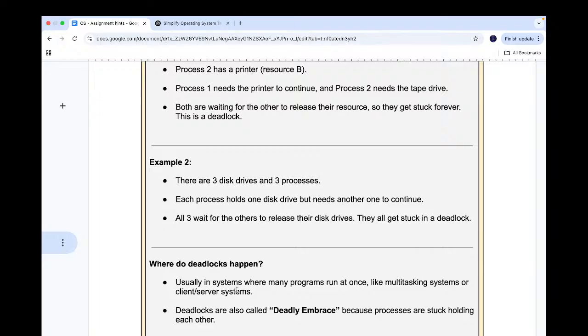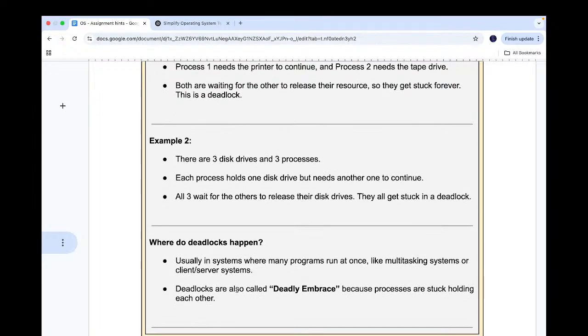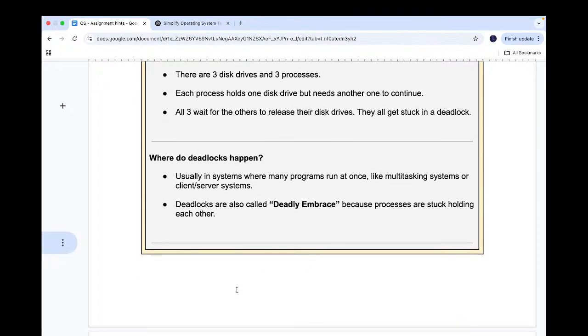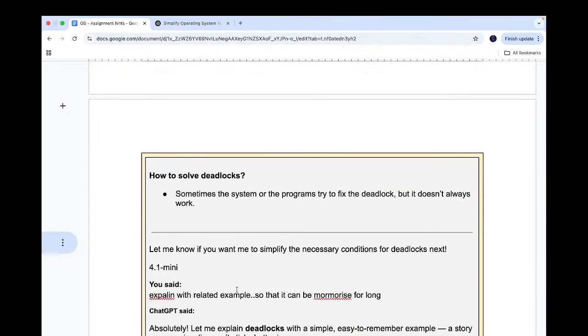Where do deadlocks happen? Usually in systems where many programs run at once, like multitasking systems or client-server systems. Deadlock is also called deadly embrace because processes are stuck holding each other. How to solve deadlocks? Sometimes the system or the program tries to fix the deadlock but it does not always work.